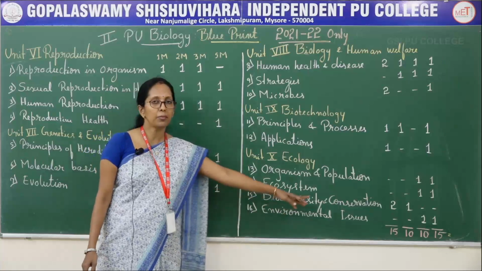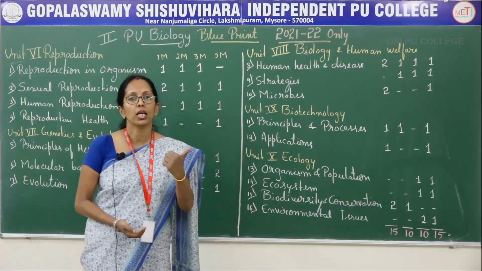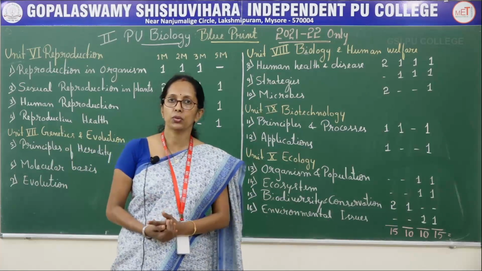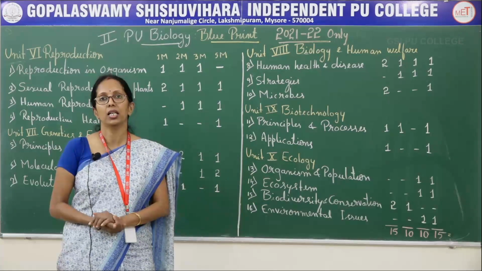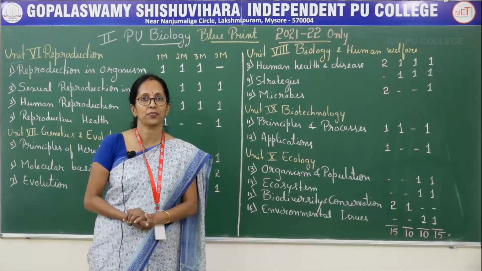Last chapter is environmental issues. Here we understood air pollution, prevention and control of air pollution, electrostatic precipitator and CNG, compressed natural gas.